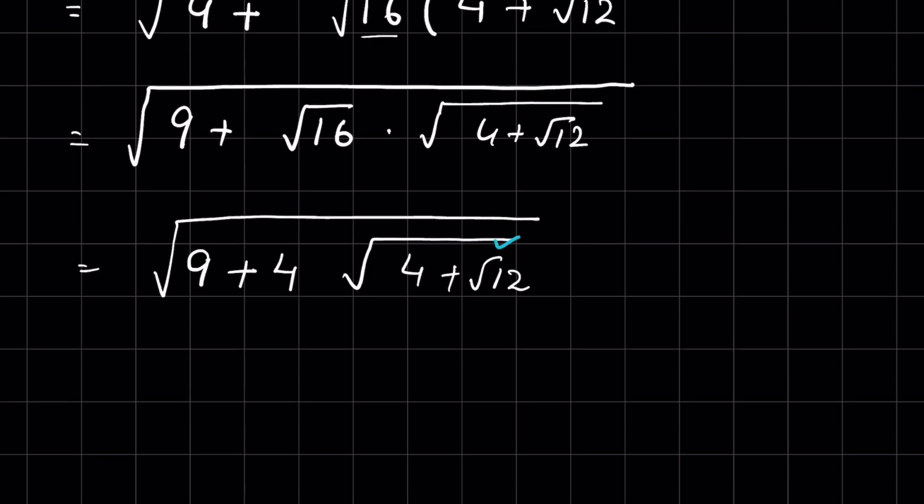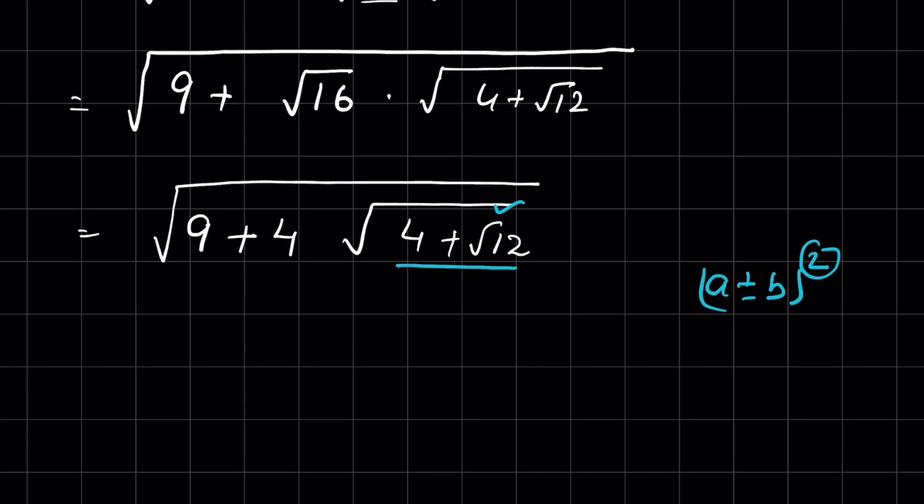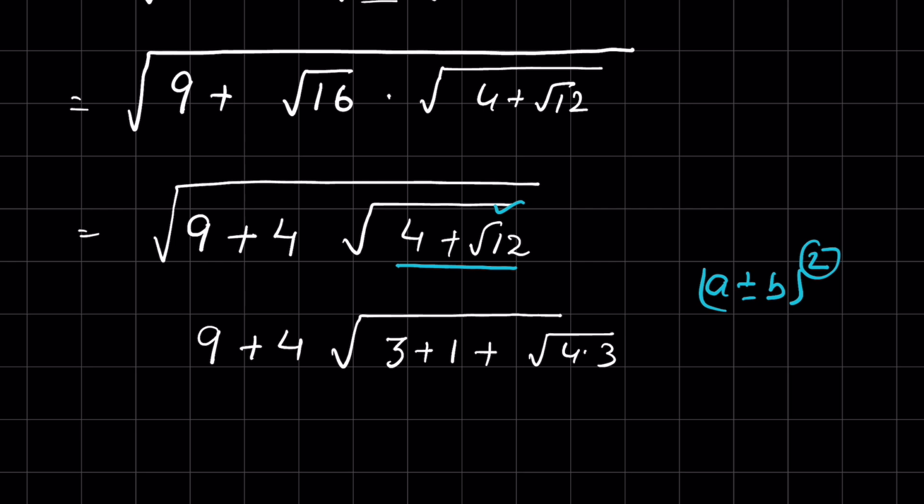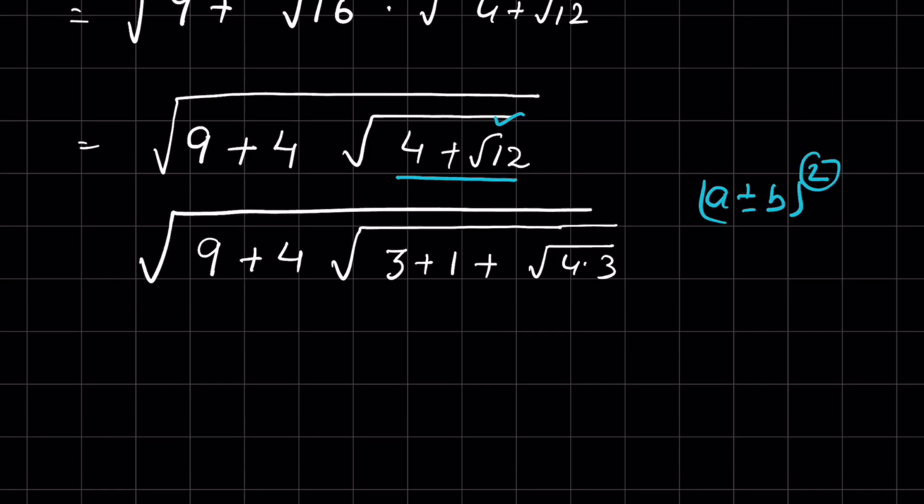Now to remove this square root, if we can write this term in the form of (a plus or minus b) whole squared, then this square can remove the square root. Now 9 plus 4 is 13. Now 9 plus 4, 4 we can write as 3 plus 1, plus the square root of 12 is 4 times the square root of 3, all under the square root.